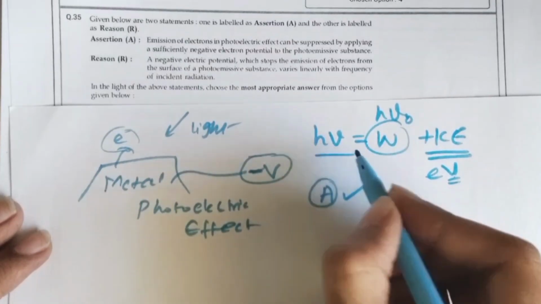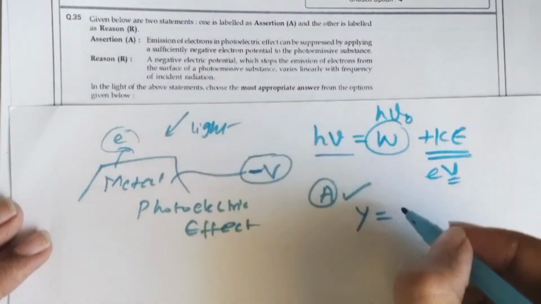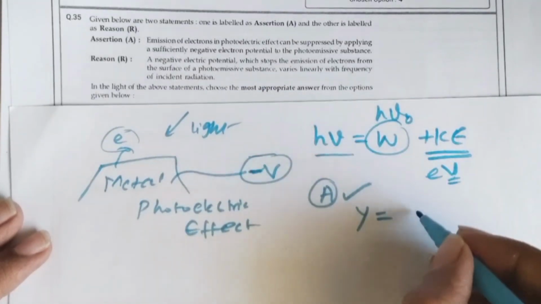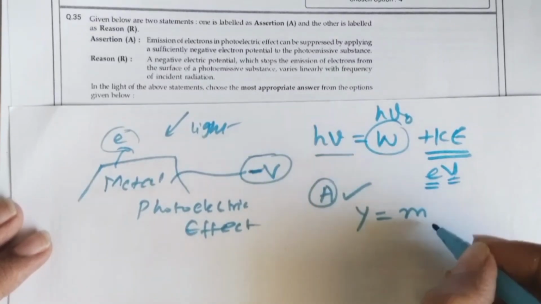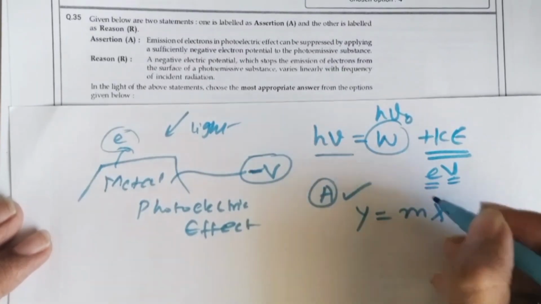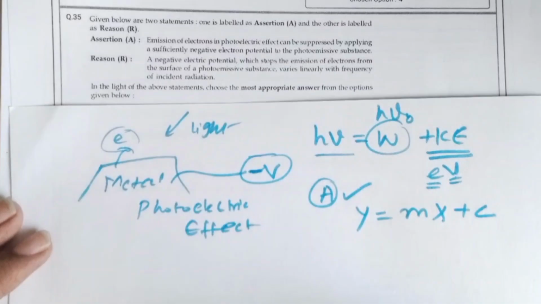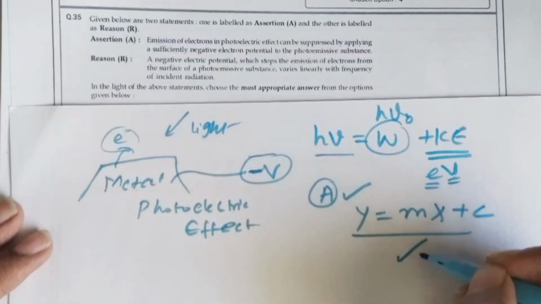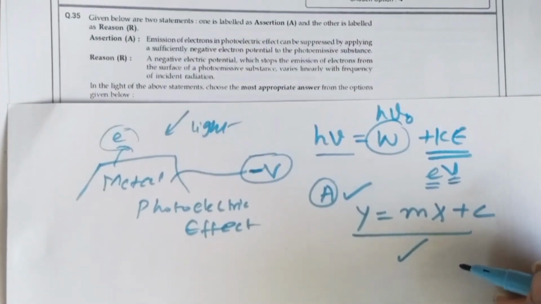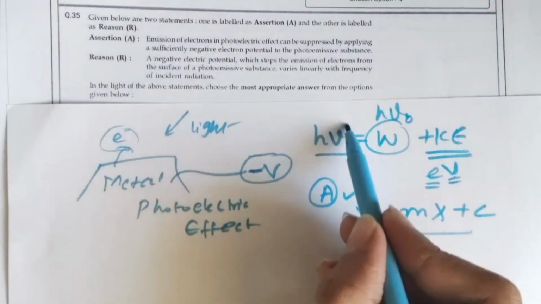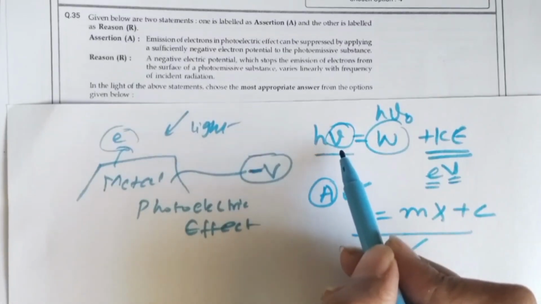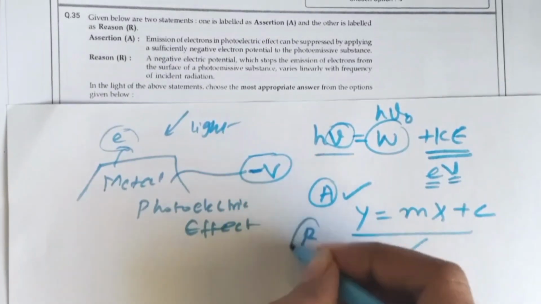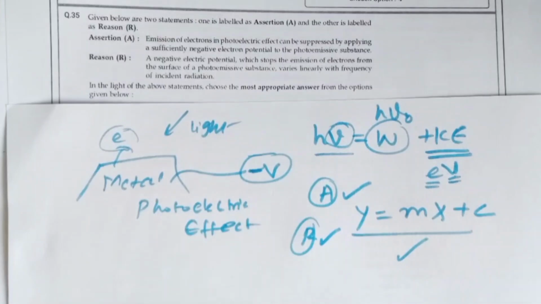Suppose I have taken this as the y-axis, y equal to something constant plus mx. The slope m is e, and x is nu plus something constant, this is h nu naught. So it is varying linearly with frequency of incident radiation. This is correct, right? Because it is linearly varying with frequency. So both reason and assertion are correct. But is the reason the correct explanation for the assertion?